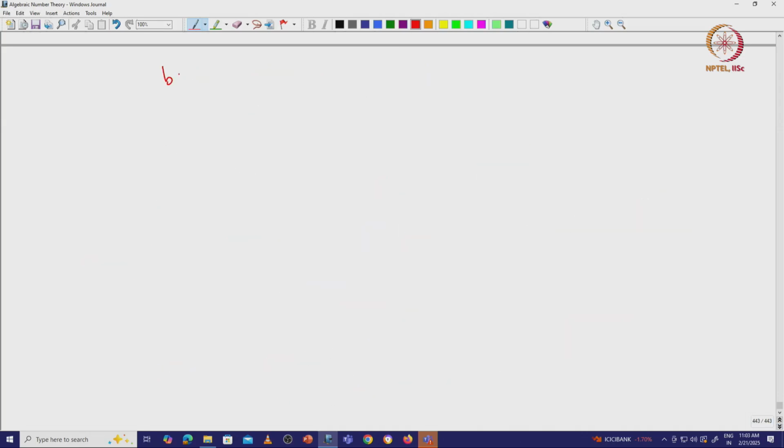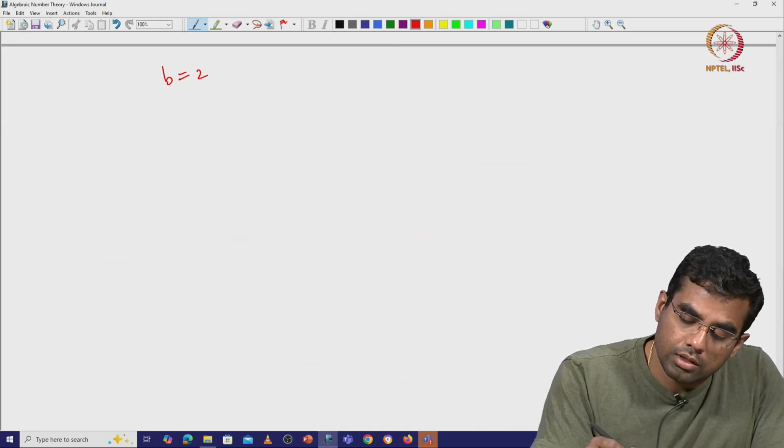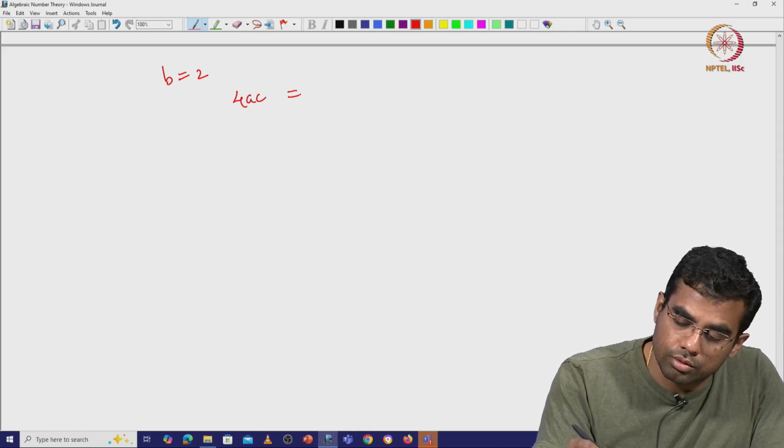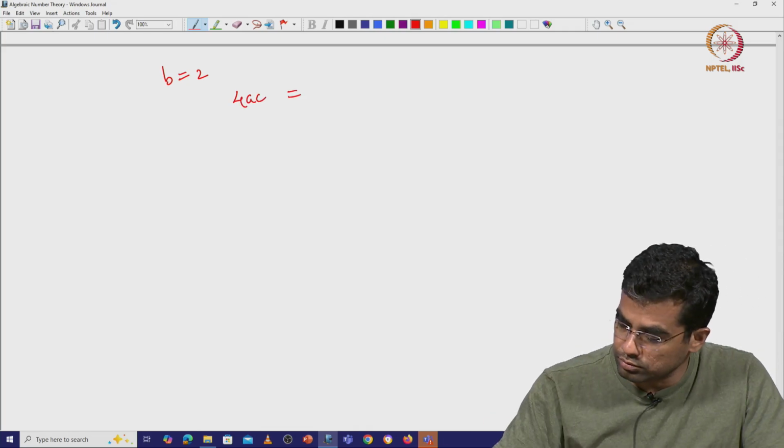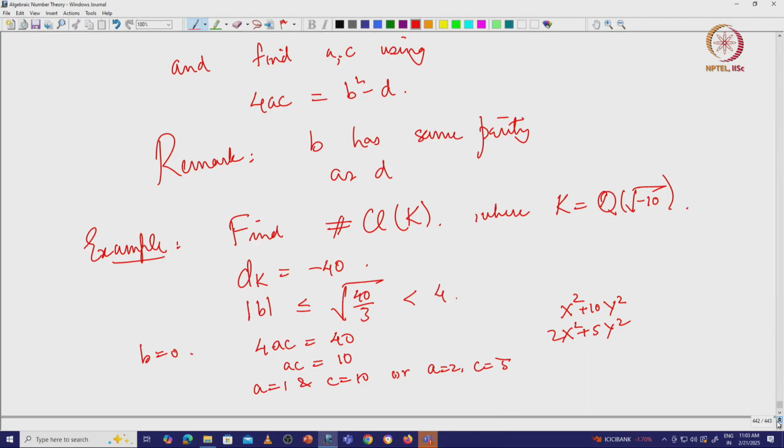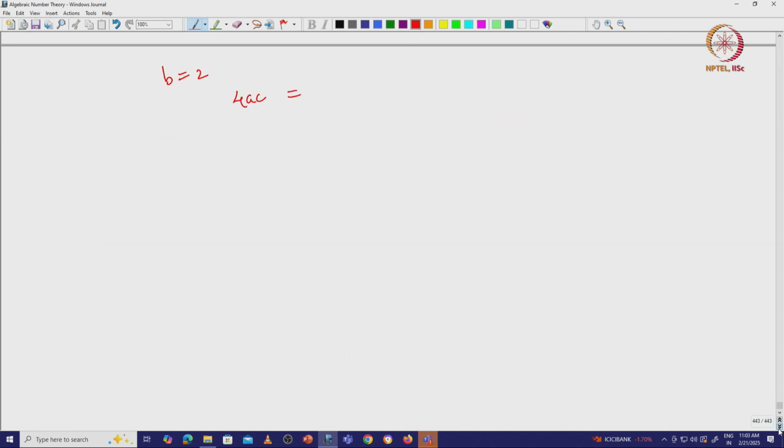What about b equal to 2? Then you want to solve 4ac equal to 44.